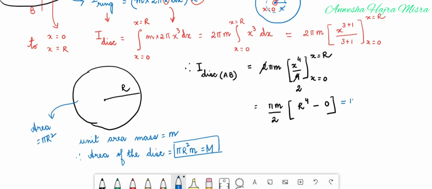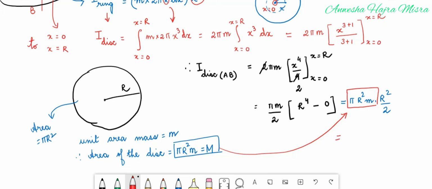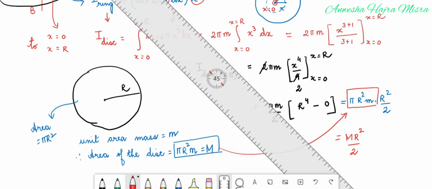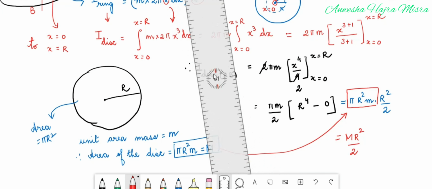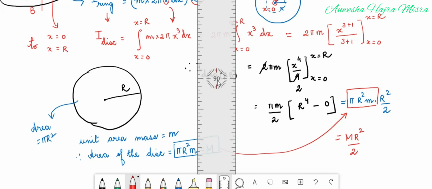So this can be written as pi r square m into r square by 2. Pi r square m was the mass of the disk. Therefore, the moment of inertia of the disk becomes mr square by 2 about an axis which is perpendicular to the plane of the disk.